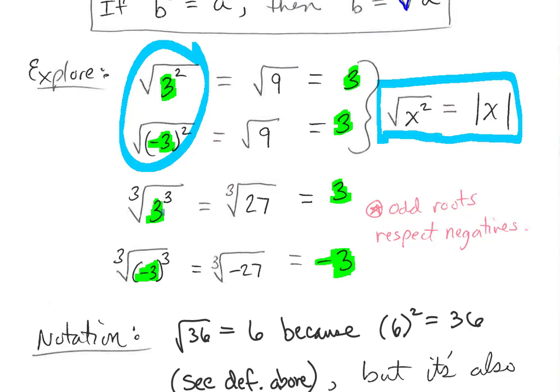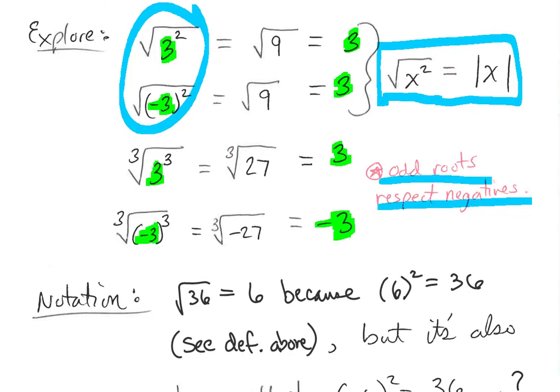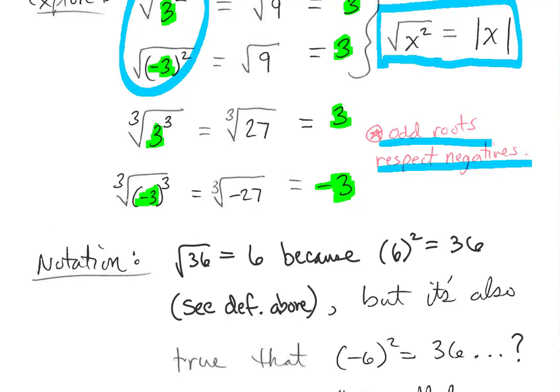So when you have a positive or negative input, those signs stay with the outputs. One other way to say it is that odd roots respect negatives. If it started positive, it stayed positive. If it started negative, it stayed negative. Now, we have to be very careful with these differences. We're going to add in some notes about the notation here next.